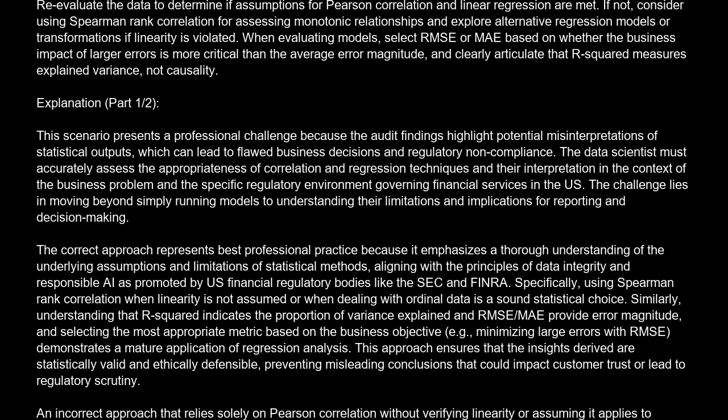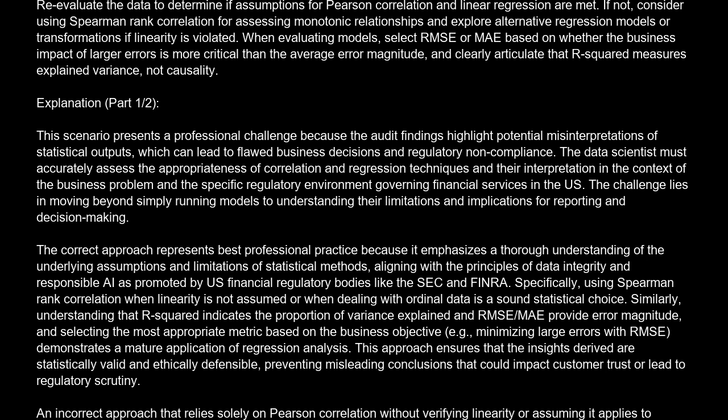The correct approach represents best professional practice because it emphasizes a thorough understanding of the underlying assumptions and limitations of statistical methods, aligning with the principles of data integrity and responsible AI as promoted by U.S. financial regulatory bodies like the SEC and FINRA. Specifically, using Spearman rank correlation when linearity is not assumed or when dealing with ordinal data is a sound statistical choice. Similarly, understanding that R-squared indicates the proportion of variance explained and RMSE/MAE provide error magnitude, and selecting the most appropriate metric based on the business objective, e.g. minimizing large errors with RMSE, demonstrates a mature application of regression analysis.